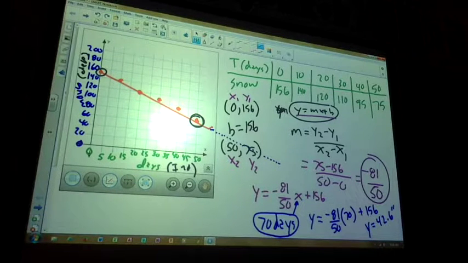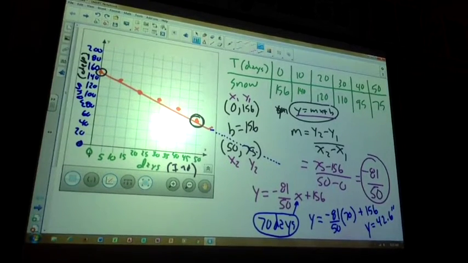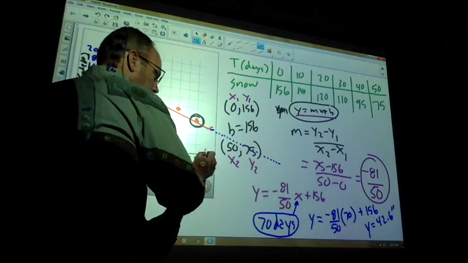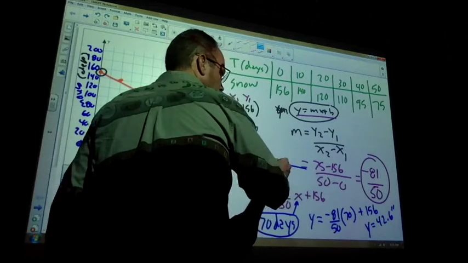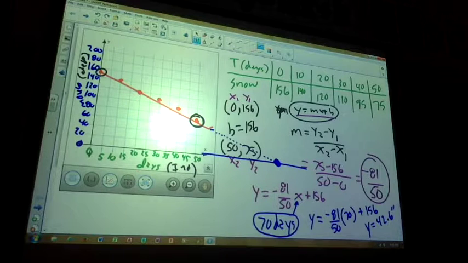Now, the last question: how many days into spring will the snowpack on Wyoming Peak get down to 0 inches? So think about what this line's doing. That's 0 inches. That means we have no snowpack. So what does the x-intercept represent in the context of this problem? At what day is there now 0 inches of snow?